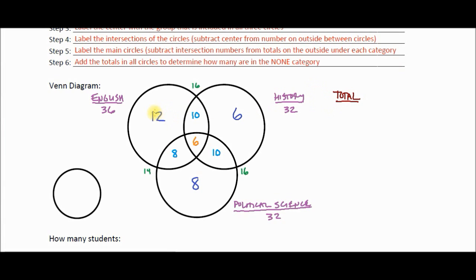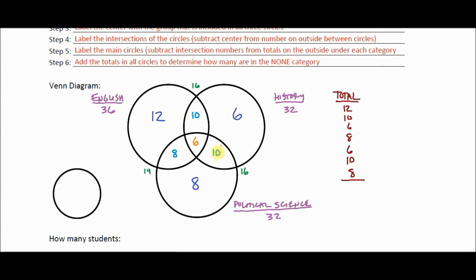Let's take our numbers. We got in the English category 12, 10, 6, and 8. We've got 2 more numbers in the history, the 6 and the 10. And we've got one number still not counted, and that is the 8. So you just go through all your circle sections and write down the numbers.